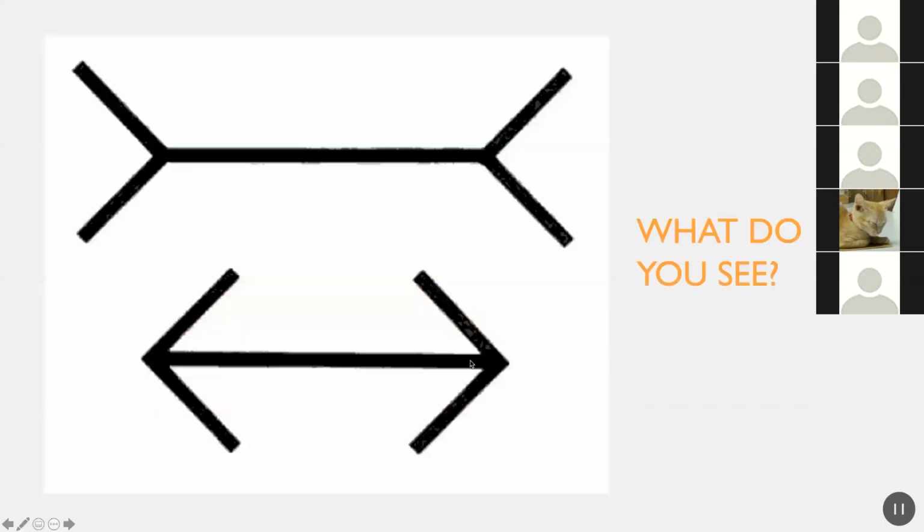And what about this one? I'm sure you have seen this picture before. There's one line and another line with different type of the arrowhead. Do you think it has an equal length? Okay, they were saying equal.